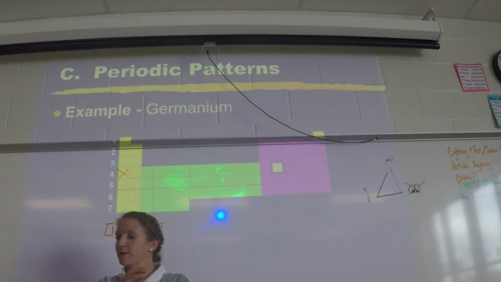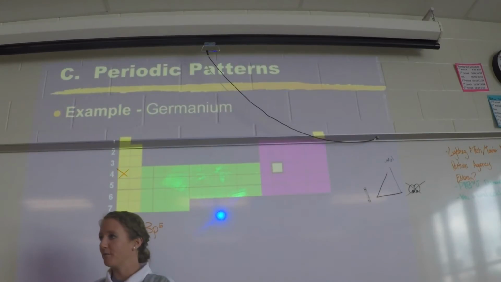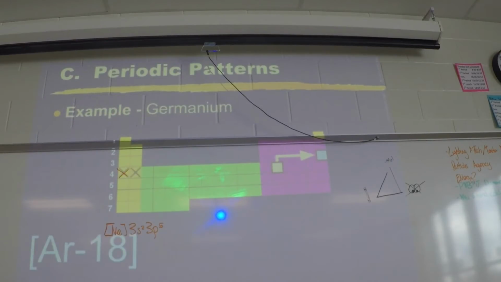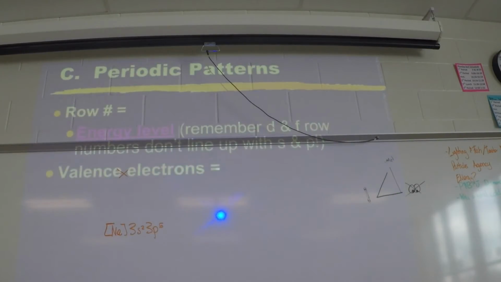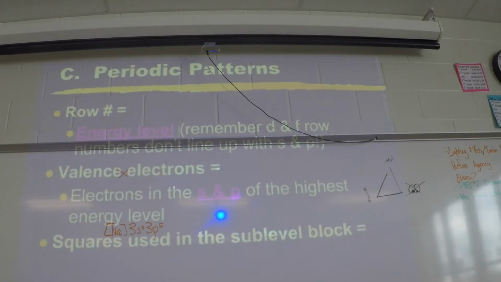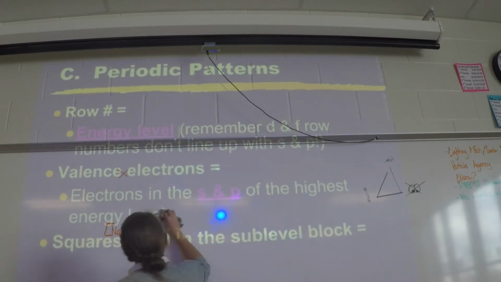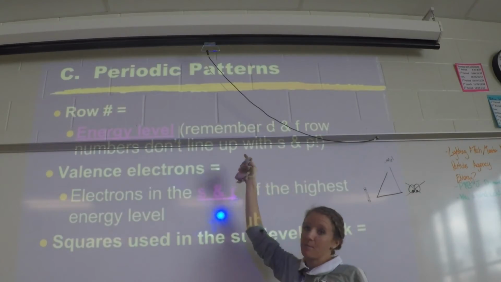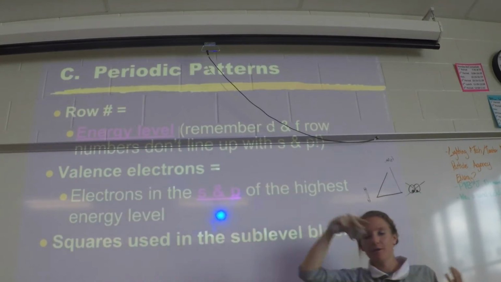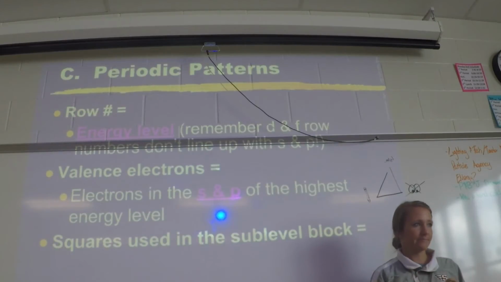Okay, once again, you are free to use it every time now. You never have to go back to the long way if you don't want to. If you're bored and you want to, that's fine, but I don't recommend it. Okay, so our next thing is to look at some patterns. The row number corresponds to the energy level. But be very careful, because the biggest thing we mix up is that the D and the F don't line up with the S and the P's. The 3d, 4f, remember those aren't in line, okay?